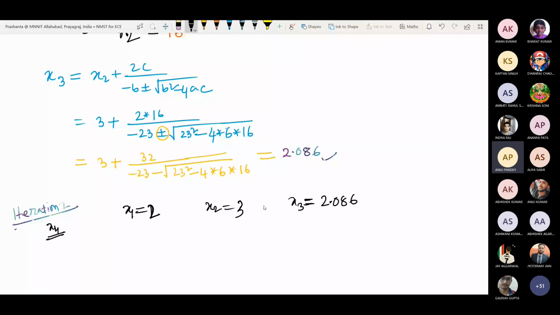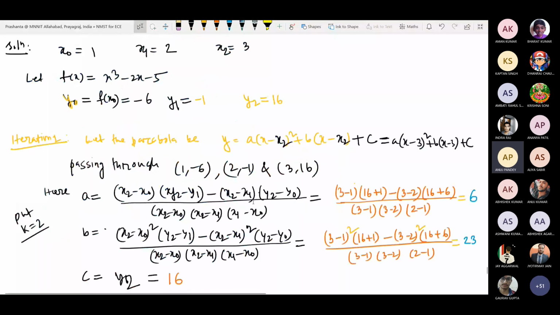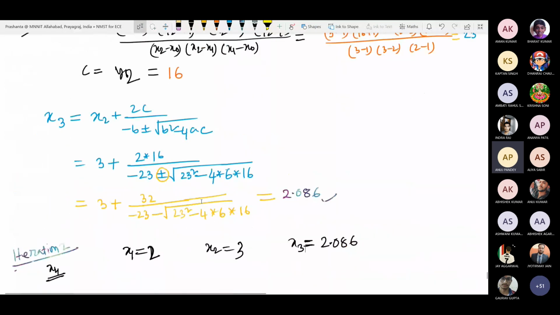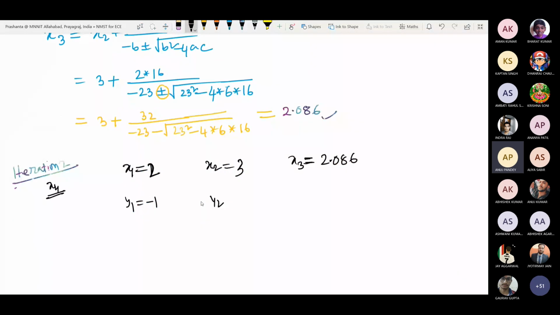So what is f of x1? You know already. f of x1 was minus 1, then 16. So f of x1 is y1. y1 was minus 1. y2 was 16. And what is y3?